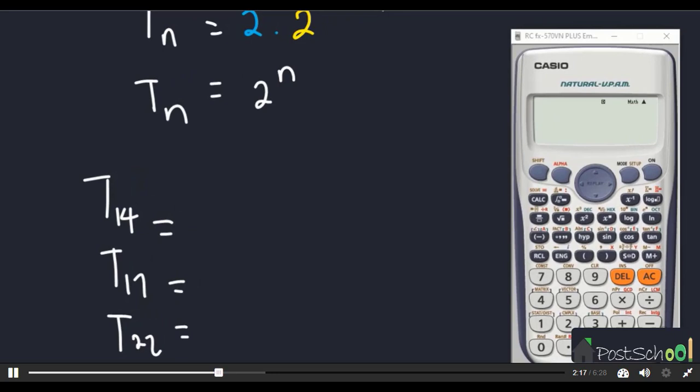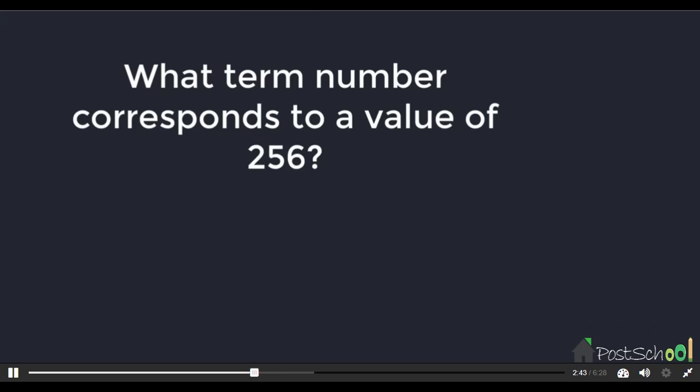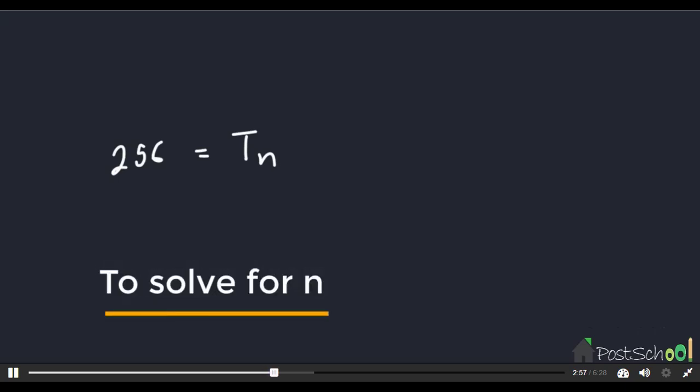We can use our calculator and say this is 2 to the power 14 and get 16,384, and we can substitute any values and get any term that we want using the general term. We might also want to find the term number when given a certain value of a sequence. For example, what is the term number which corresponds to 256? 256 is going to be our Tn, and we are trying to solve for n.